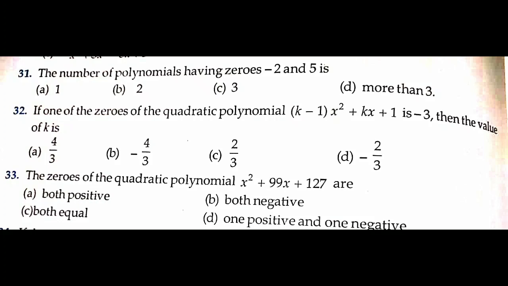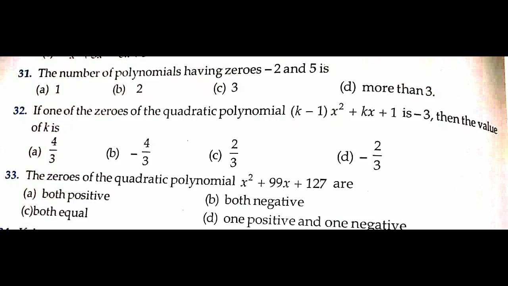Next question, the zeros of the quadratic polynomial x square plus 99x plus 127 are. In this situation all the terms are positive: the coefficient of x square is positive, the coefficient of x is also positive, and the constant term is also positive. Then in this situation both the zeros must be negative, that is, both negative is the right answer, option B.